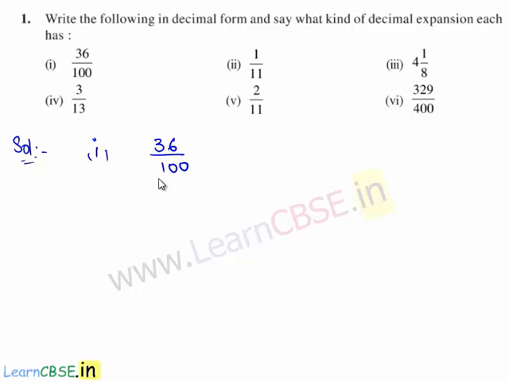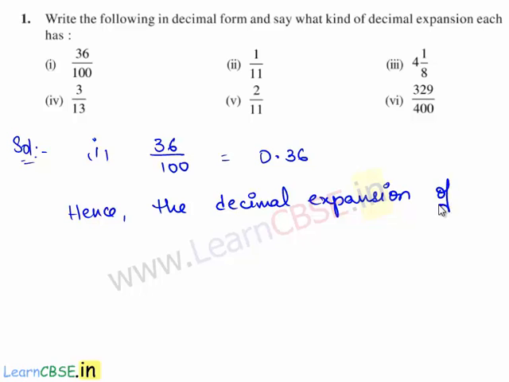Since 36 is divided by 100, which has two zeros, we move the decimal point towards the left by two places, that is 0.36. Hence, the decimal expansion of 36 by 100 is equal to 0.36. 0.36 is a terminating decimal expansion.